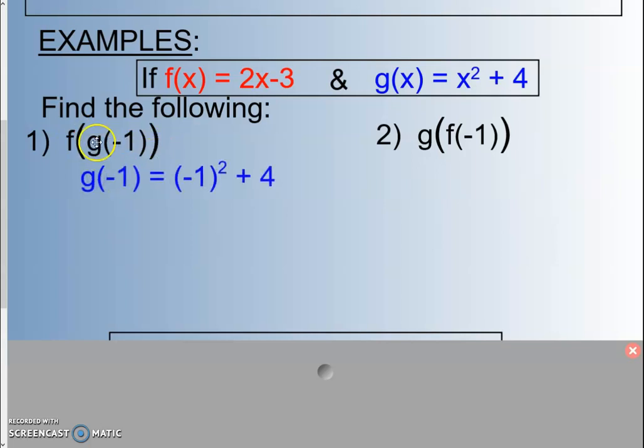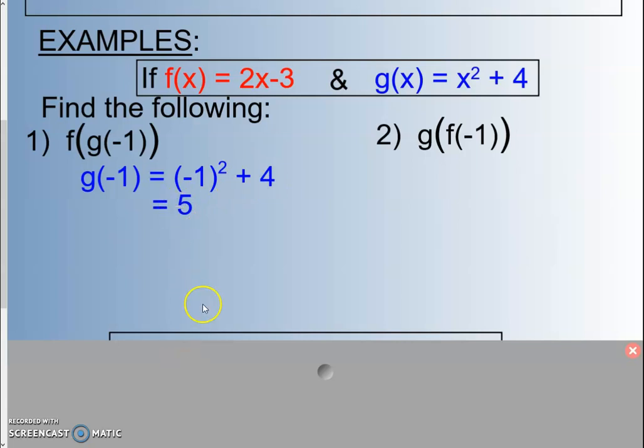So the first thing we do is we start in the innermost function. We're going to find what g of -1 is. So we put -1, it drops into the g function. What's the g function do? It squares the number and adds 4. So this ends up being 5.